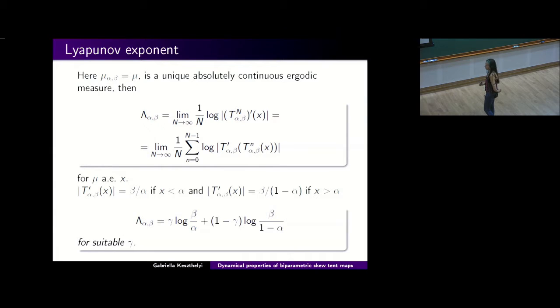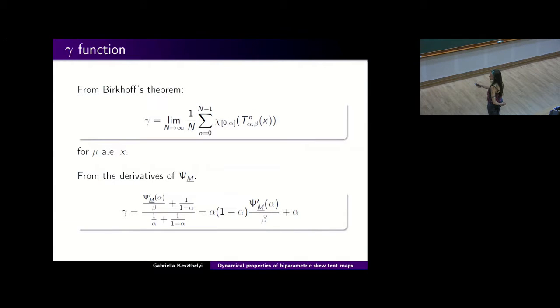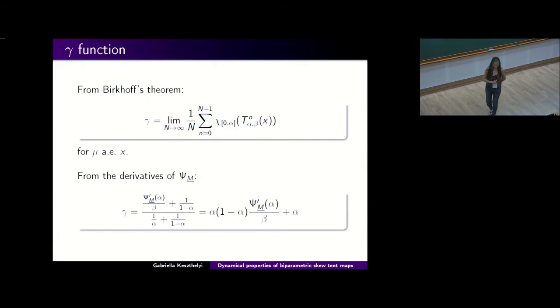And what is gamma, suitable gamma? It is basically the average time that the tent spends on the left side and on the right side. This comes from Birkhoff's theorem. Basically, if you take the formula of the Lyapunov exponent and convert it with the Birkhoff ergodic theorem, you will get this. But the important thing is that one can express gamma with the help of the derivative of psi m, with the help of the isentropes.